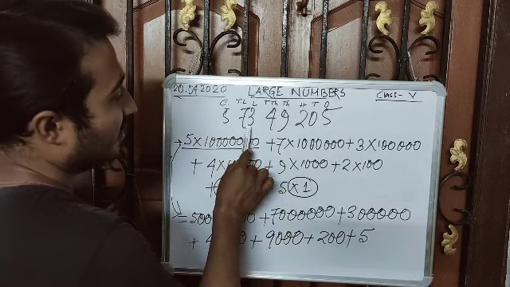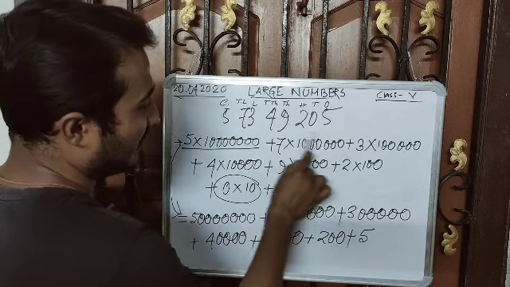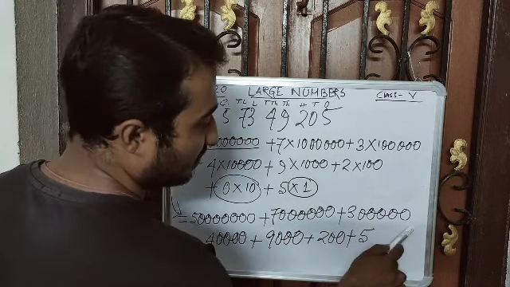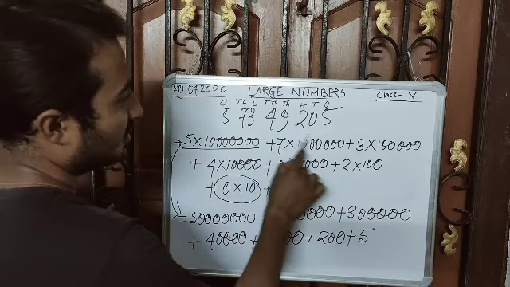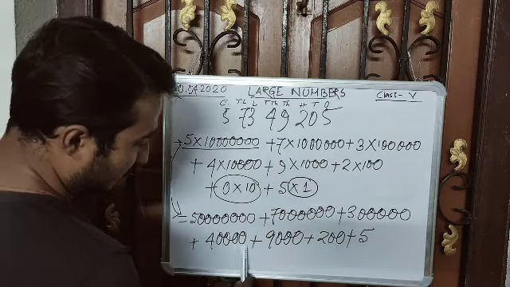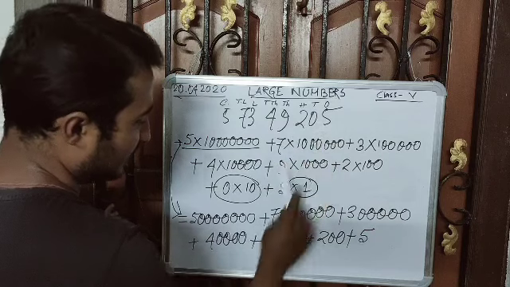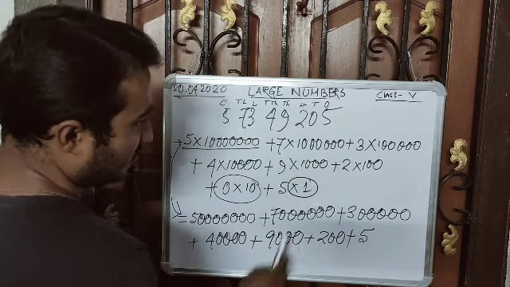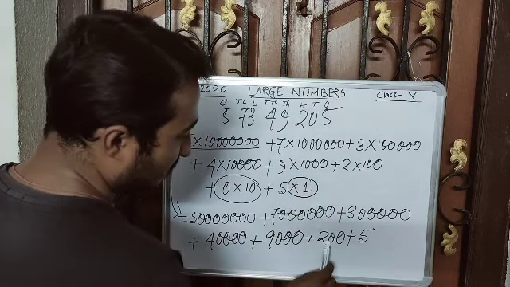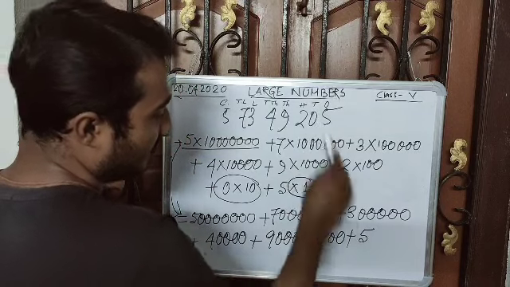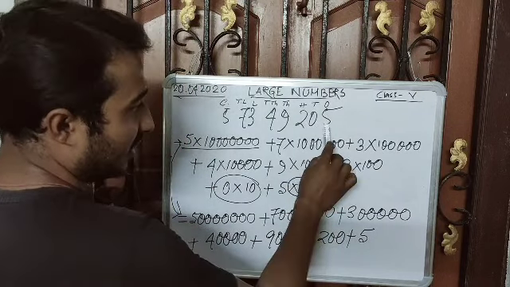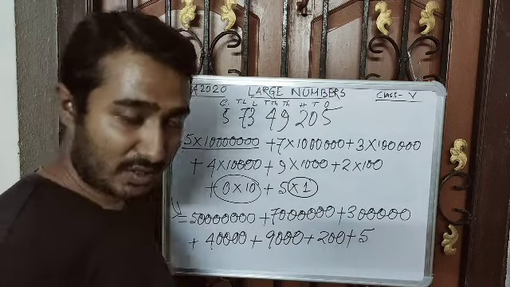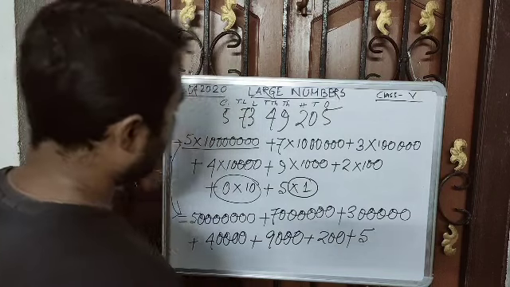Here similarly, 3, then the remaining 5 zeros. 4, 4 zeros. 9, 3 zeros. 2, then 2 zeros. For the 0, we are not writing any number here, and the last one is 5. So this way you can write the expanded form.